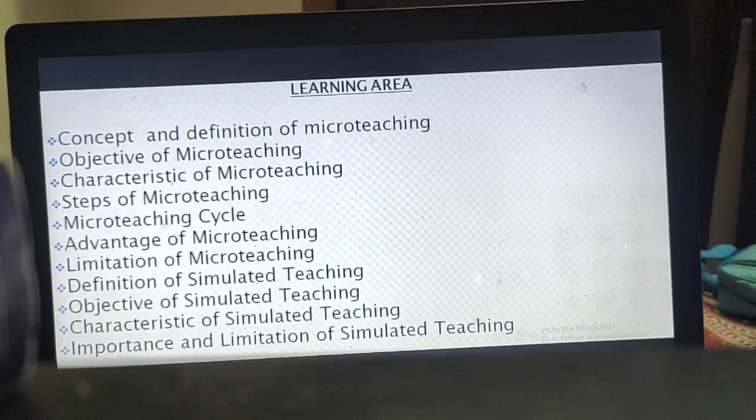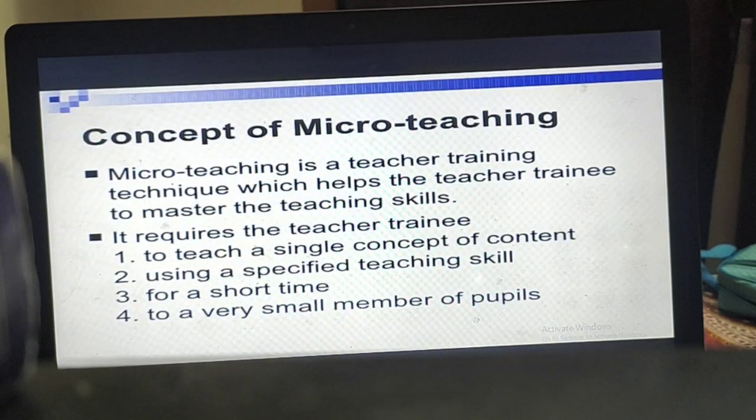Now I am starting. Today's topic is micro teaching, that is, the concept of micro teaching. First you have to learn what micro teaching is. What is the meaning of micro teaching? Micro teaching is a type of skill method.